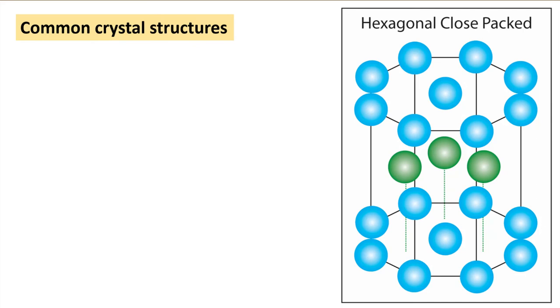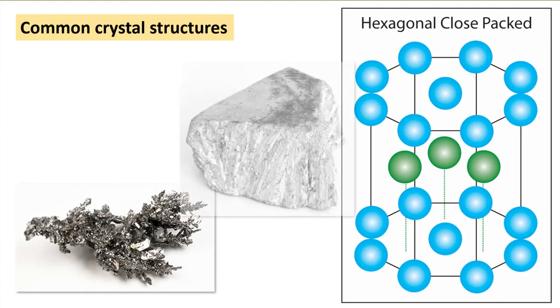The last crystal structure that we will cover is the hexagonal close packed. This structure has a hexagon on the top and bottom. There are atoms positioned at each vertex and one in the center of the hexagon. And then there are 3 atoms in the middle arranged in a triangle. Some metals that have this structure are titanium and zinc.